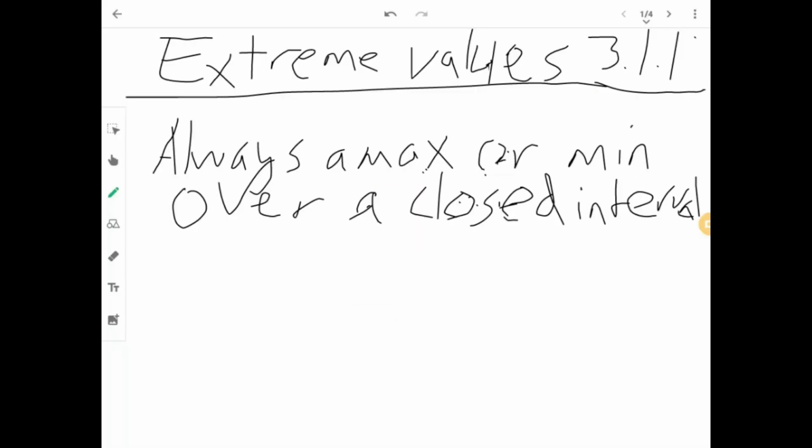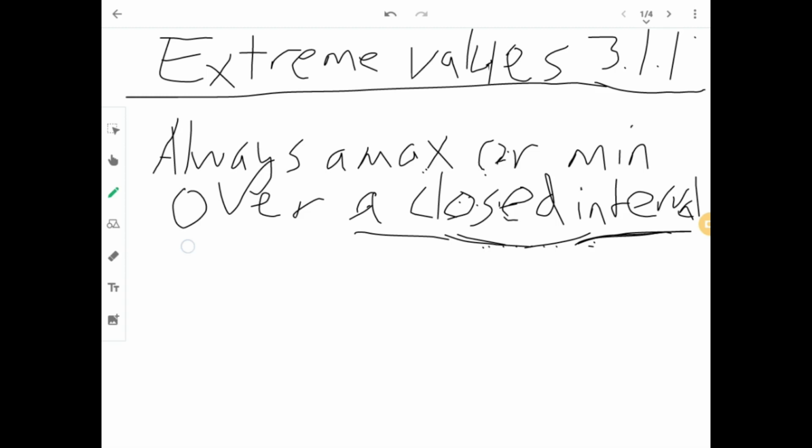Hey guys, so today we're doing 3.1.1, where it's about extreme values, as in minimum and maximum, and absolute maximum and absolute minimum. So there will always be a maximum or a minimum over a closed interval. It's necessary that it be closed because otherwise there's no such possibility that it could occur.